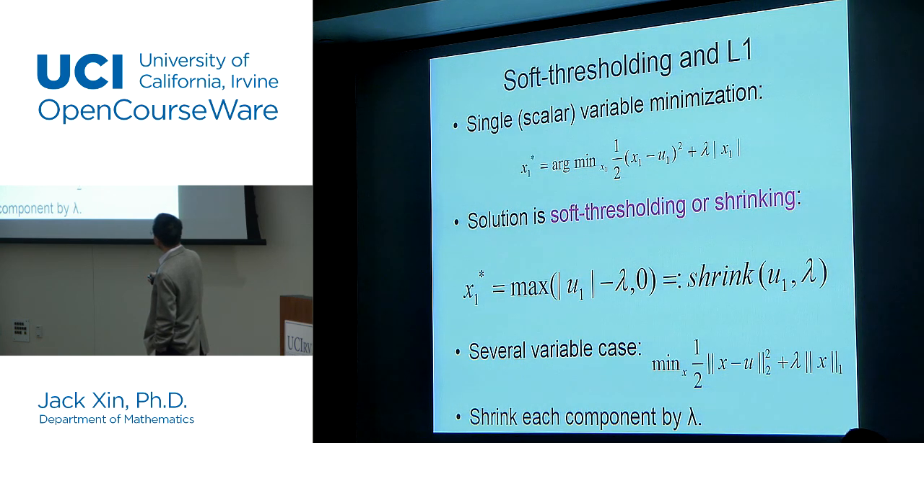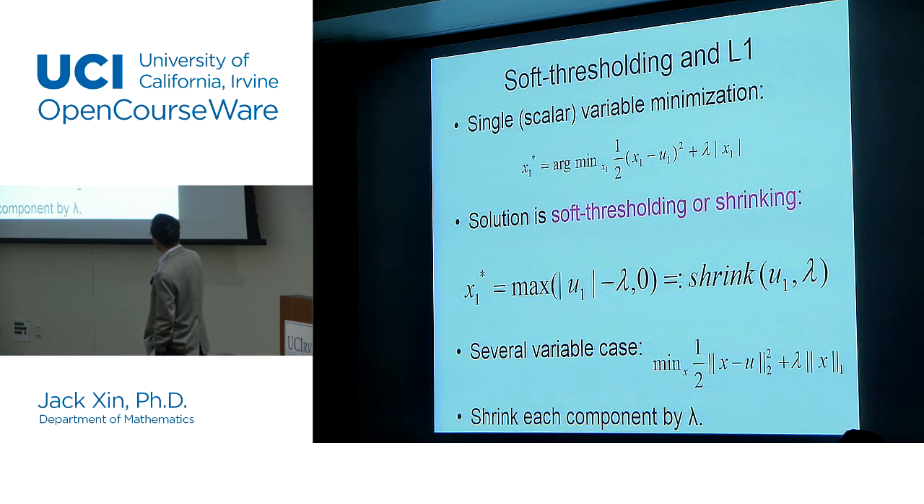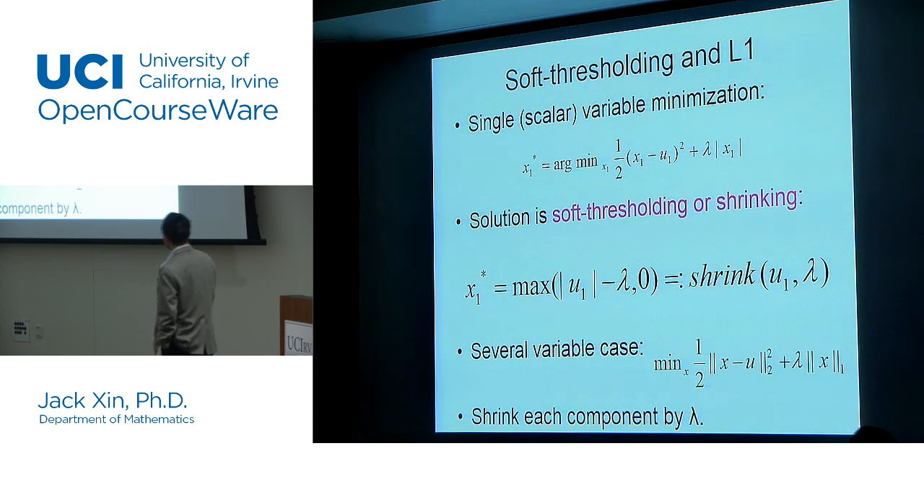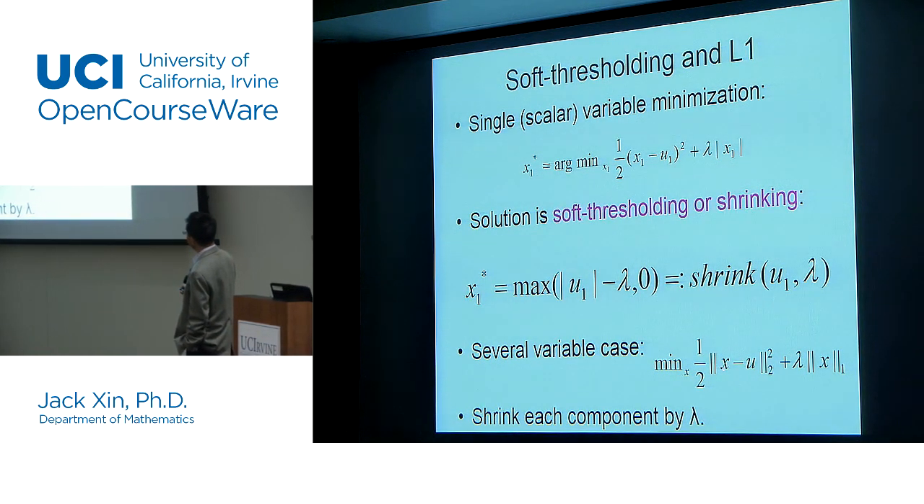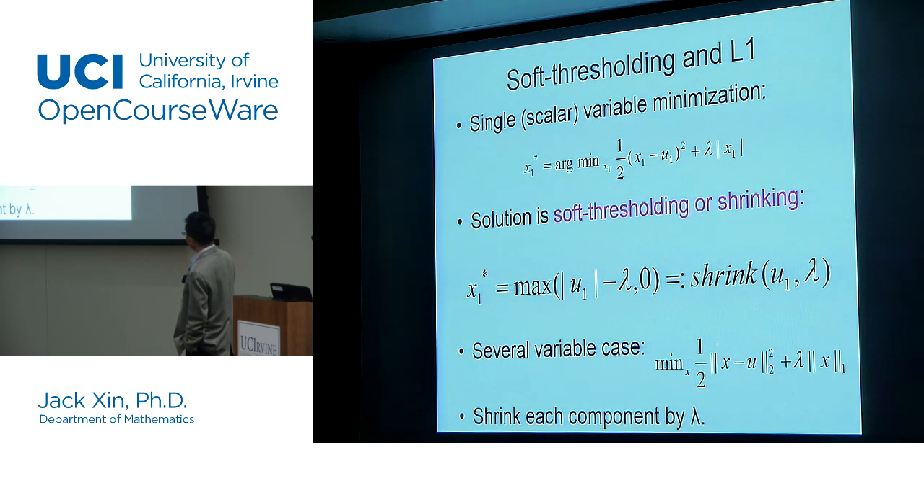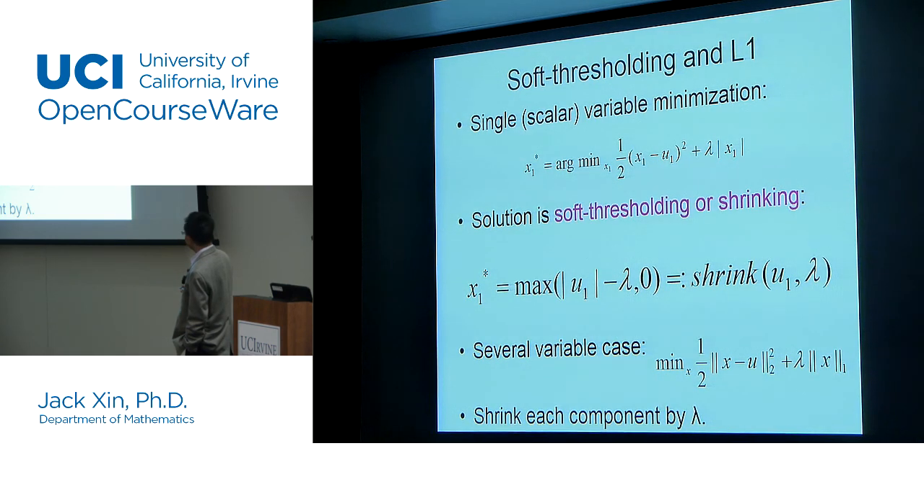So the solution is the following. You take the absolute value of the data, you shrink it by an amount lambda, and if after shrinking it becomes a negative number, you just take it to be 0. So this is the max. It's called the shrink. Okay, so now what happens if you go to several dimensions? If x is a vector and the problem is in this form, it's no big deal because when you write it into a sum, each component can be solved independently like this. Therefore, the vector case is the same as the single variable case.